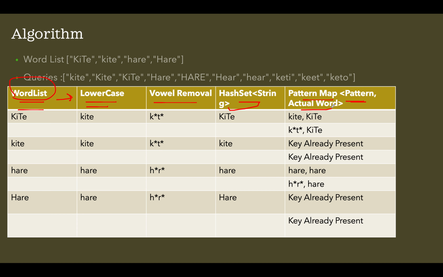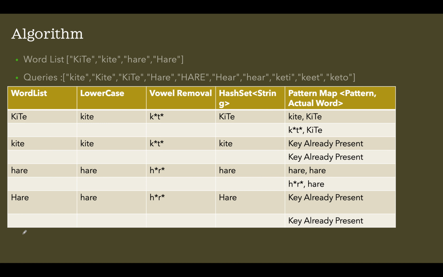So let's try and build our pattern map and hash set. In the first step, we will do some processing on the word list and generate our pattern map and build our hash set. Let's try and understand what we are doing here. And for each string, the first string is capital K, I, capital T and E. Let's just first dump it into the hash set. So hash set gets a new entry. Let's just convert it into the lowercase string.